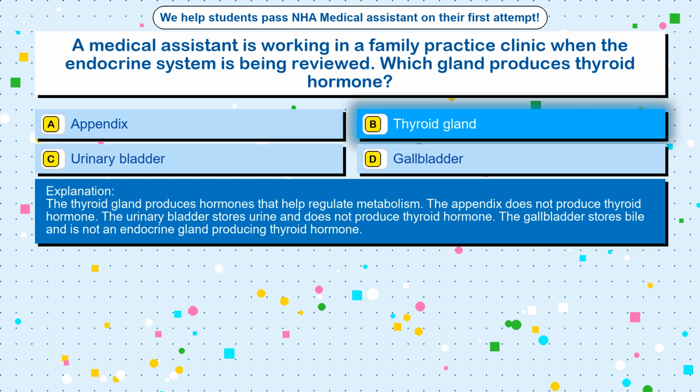The thyroid gland produces hormones that help regulate metabolism. The appendix does not produce thyroid hormone. The urinary bladder stores urine and does not produce thyroid hormone. The gallbladder stores bile and is not an endocrine gland producing thyroid hormone.